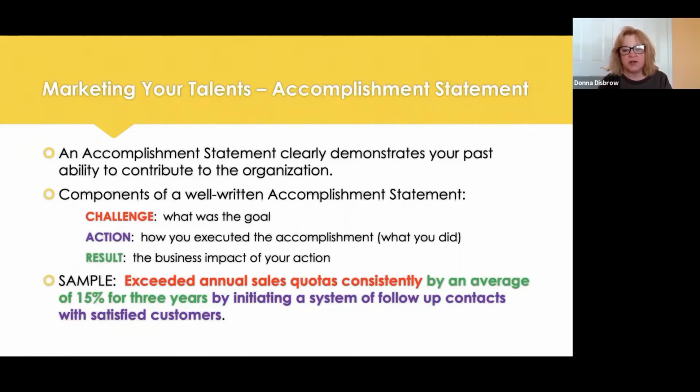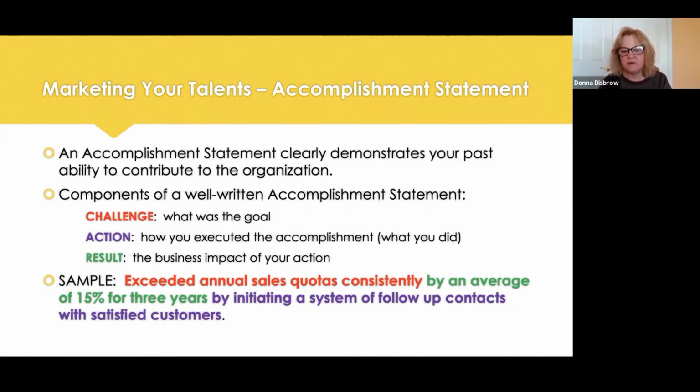So every good accomplishment statement should include a challenge. So what was the goal? What were you trying to do? An action, how you executed the accomplishment, so what you did, and then the result, the business impact of your action. So here's a sample. Exceeded annual sales quotas consistently by an average of 15% for 3 years by initiating a system of follow-up contacts with satisfied customers.